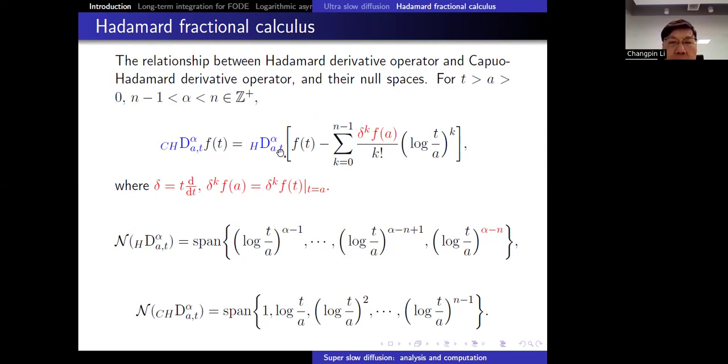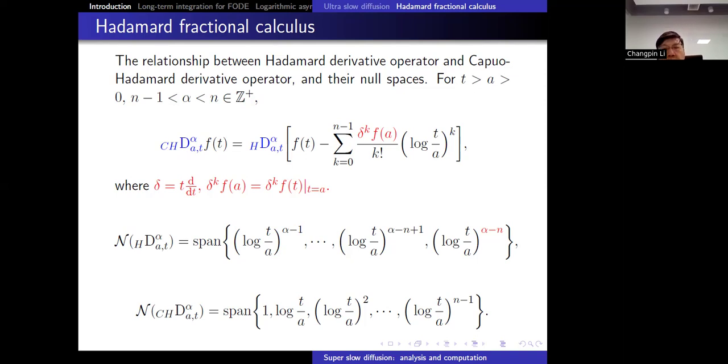But for the Caputo-Hadamard derivative, if a includes minus infinity, the Riemann derivative and the Caputo derivative are equivalent. So when we use a derivative, we must point out which is the starting time, which is the starting point. Otherwise, we can make some mistakes if we don't know when we start.